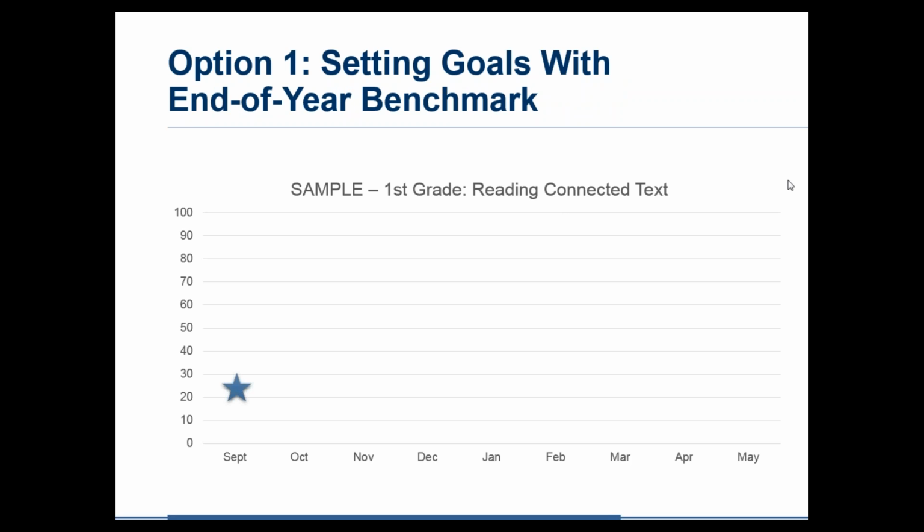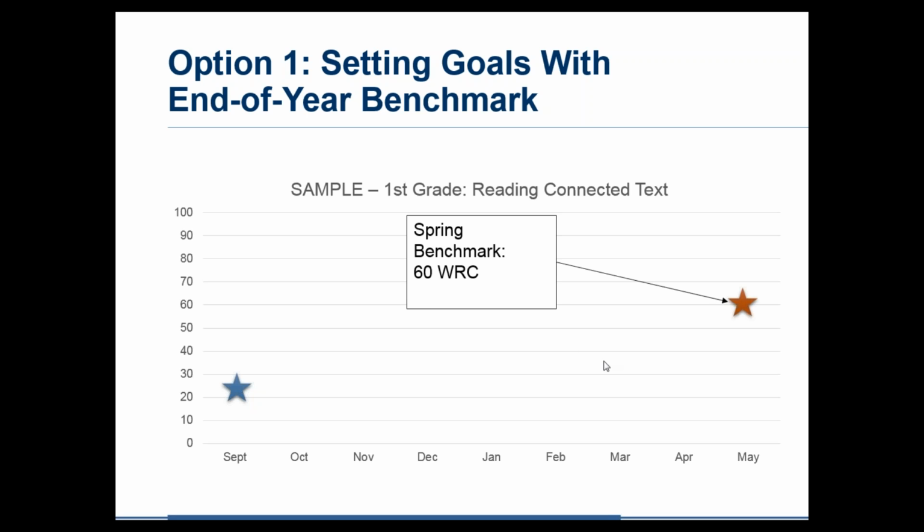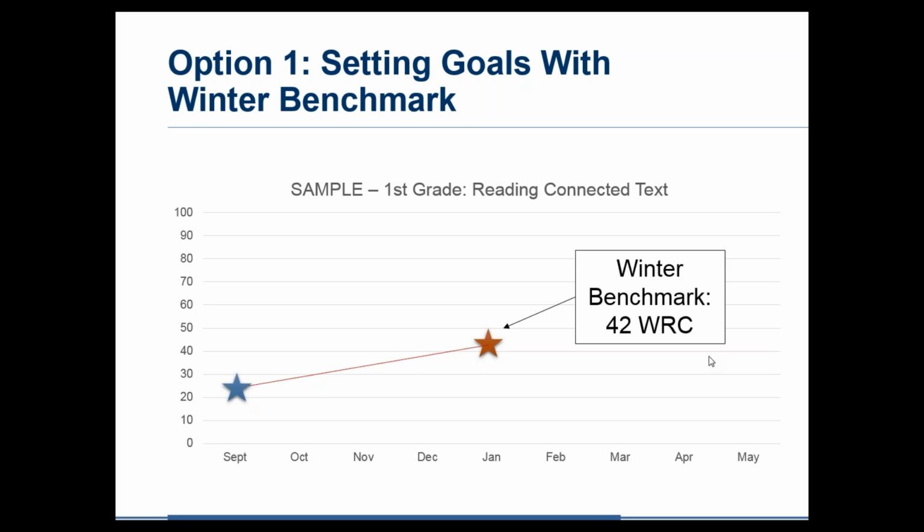For example, if the end of year benchmark was 60, then the teacher would place a star at 60. And then the teacher would draw a line between the baseline and the goal to create a goal line. For shorter interventions, the team could also use the winter benchmark score as the progress monitoring goal.